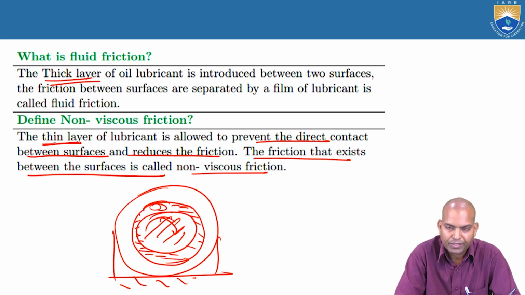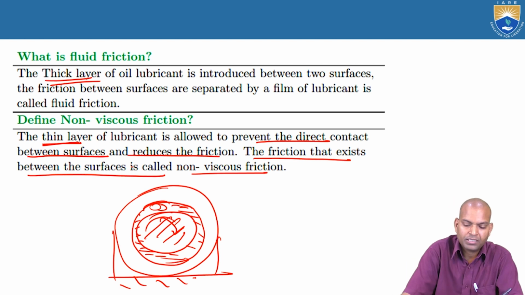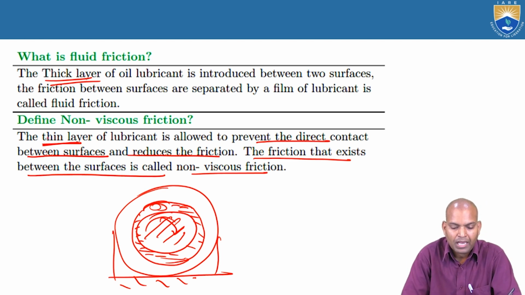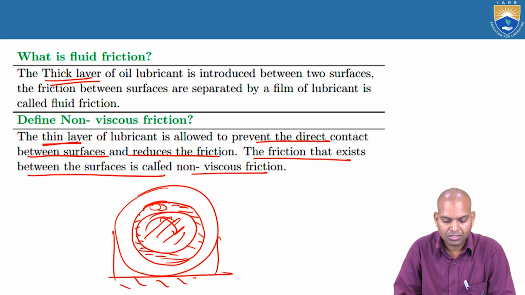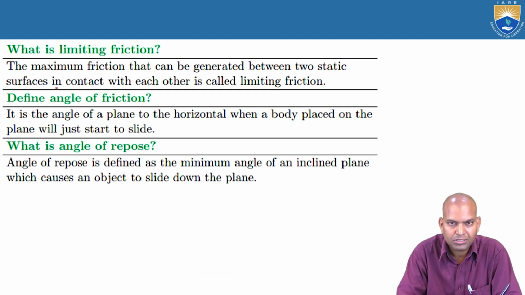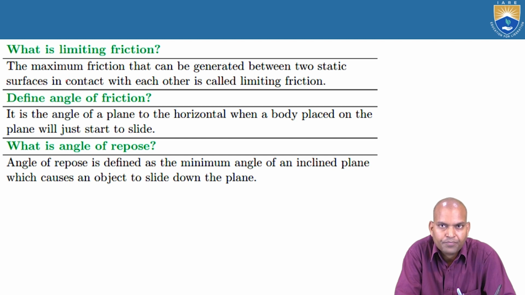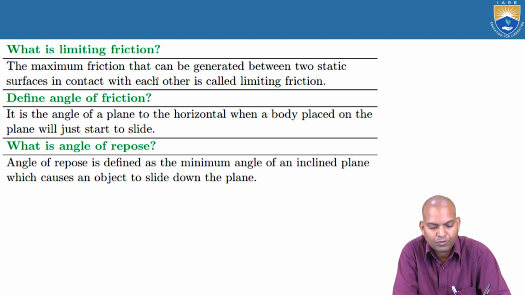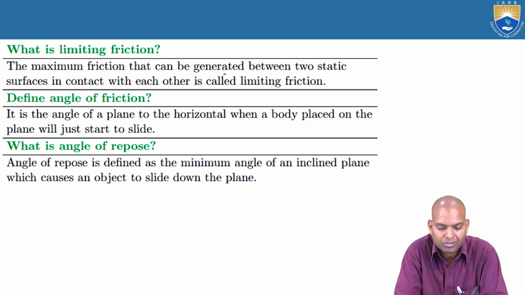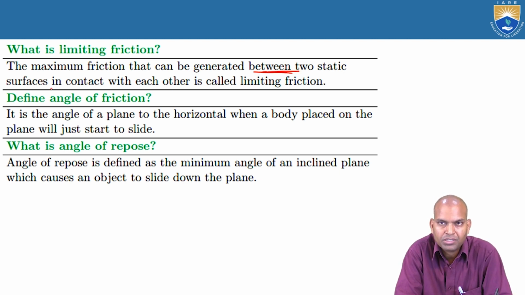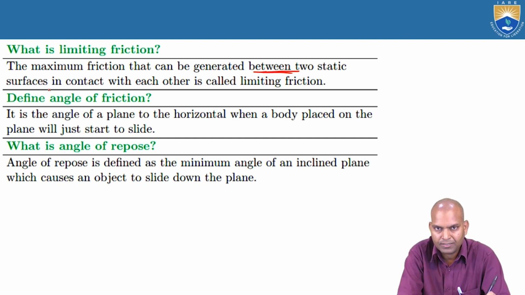Okay, fluid friction takes place when a thick layer of lubricant is introduced between two surfaces, and non-viscous friction takes place when a thin layer of lubricant is allowed to prevent the direct contact between surfaces and thus reduce the friction. The next important term is the limiting friction. What does limiting friction mean? The maximum friction that can be generated between two static surfaces in contact with each other is called limiting friction.